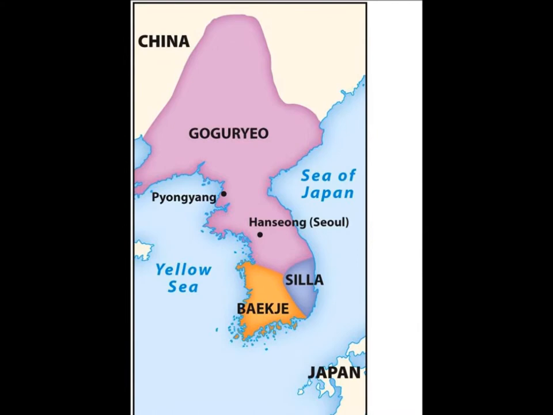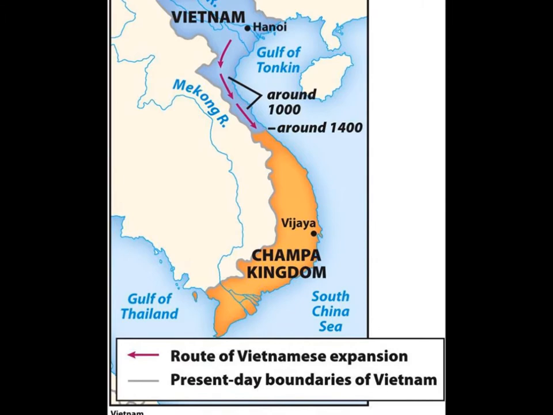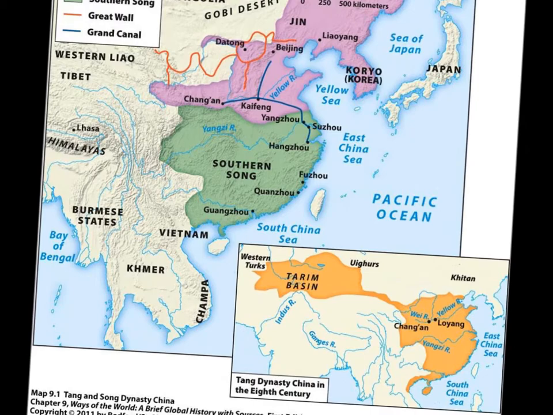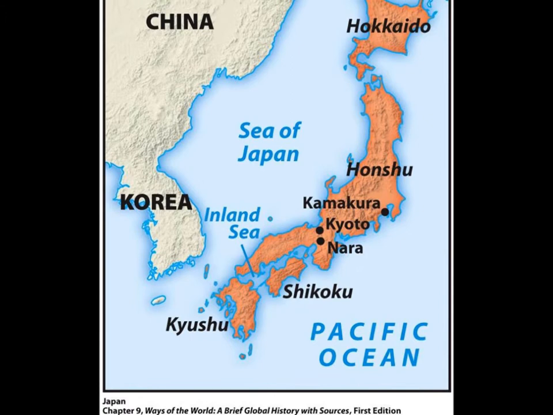Some neighbors, such as Korea and Vietnam, experienced China as a military conqueror. Others, such as pastoral peoples of North China, were at different times both the conquerors and the rulers of parts of China, and subject to attack by the Chinese. And Japan really had no military conflict with China.